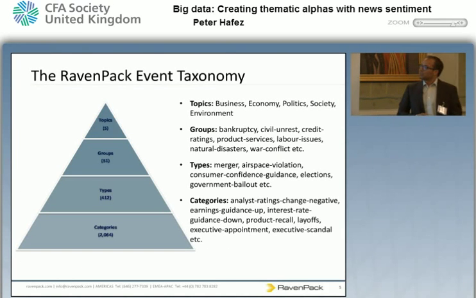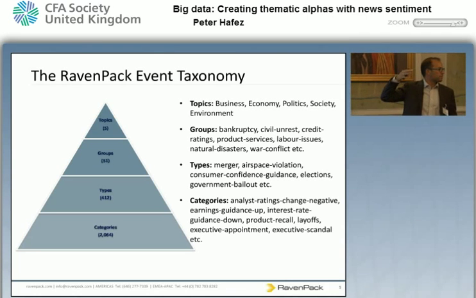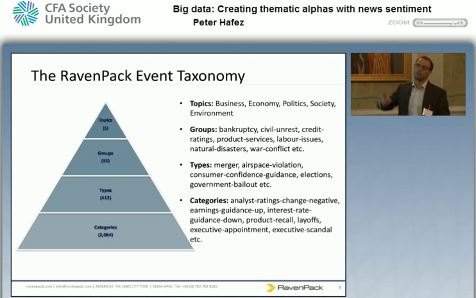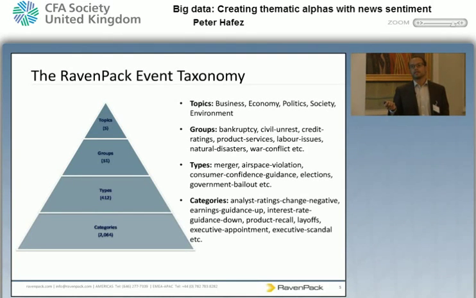So this is a quick look at our event taxonomy. We basically work in a 4 tiers framework. At the very top level, we work with 5 different topics. And I actually tend, in my research, to introduce a 6th topic. But we cover business, economy, politics, society, and environment. I also tend to spin out corporate news, which basically means that the news has detected companies in it. So it's company-specific sentiment.